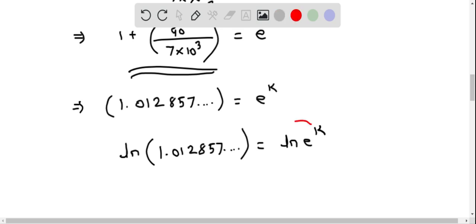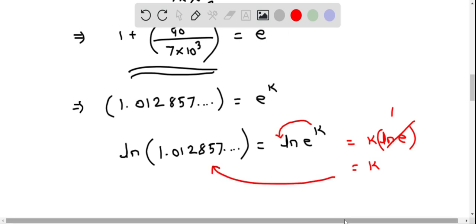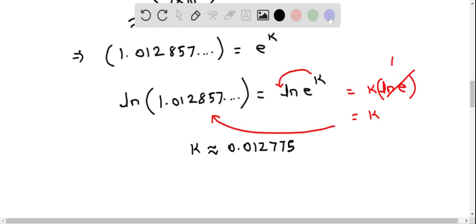And when we use the power rule of natural logarithm, that is a power property, this k comes in front, and this equals k times the natural logarithm of e. We know that the value of natural logarithm of e equals 1. So this equals k times 1 equals k. So basically k equals the natural logarithm of this quantity. We plug this into the calculator and we get the approximate value of k equals 0.012775. So this k basically determines the rate of growth.